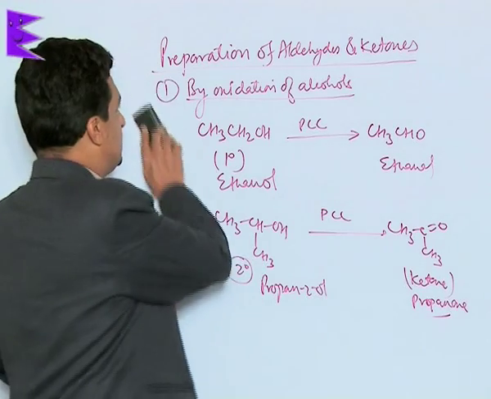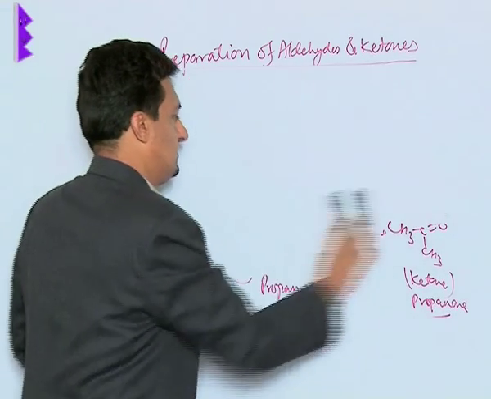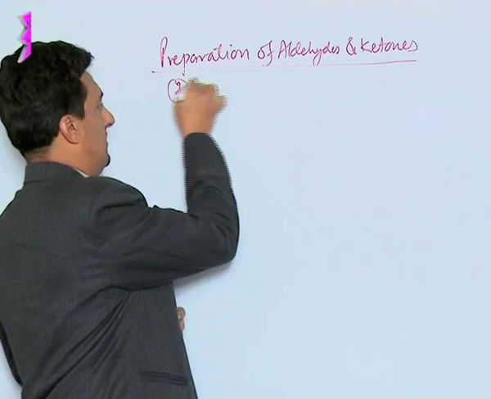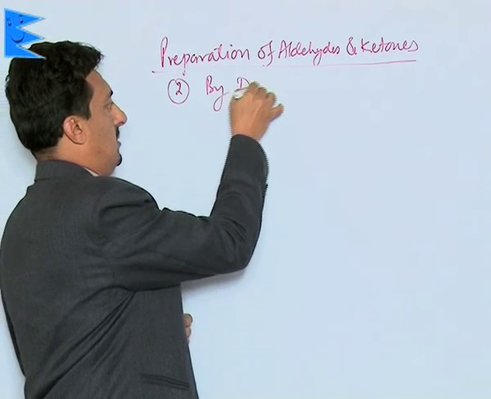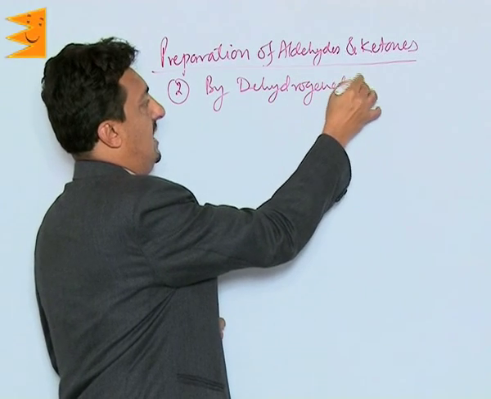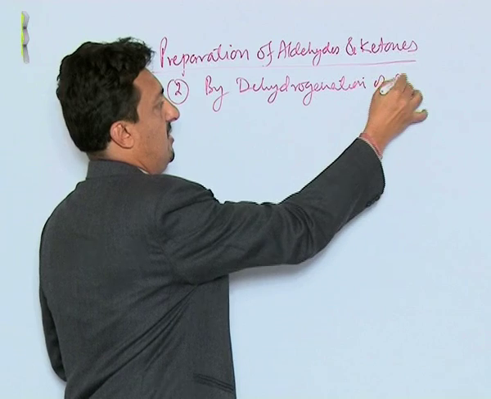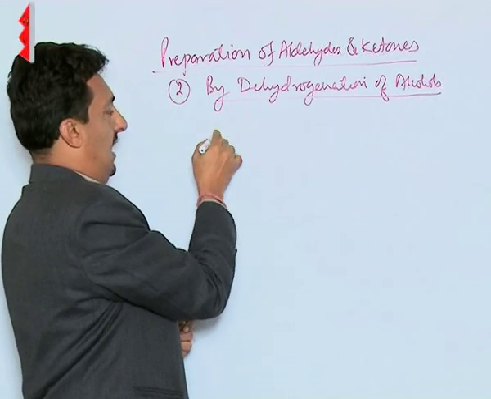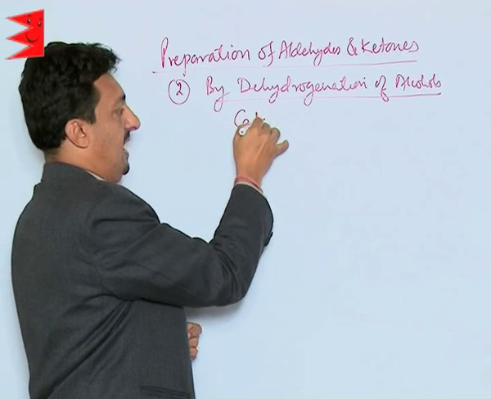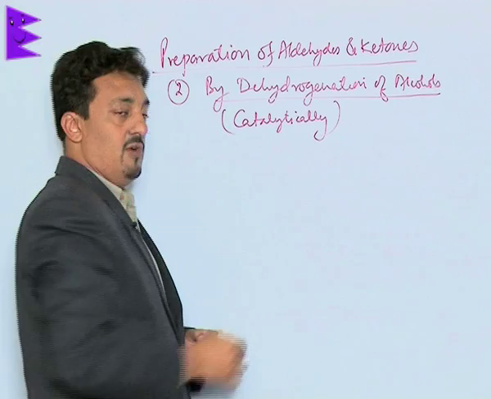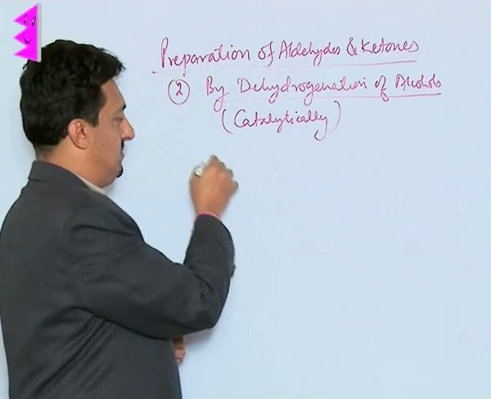The second method is by dehydrogenation of alcohols, and we know it's done catalytically. Again, this reaction we have already done in the previous chapter.